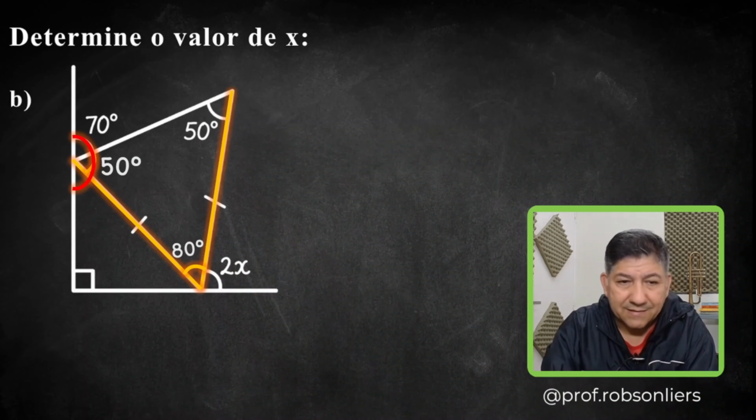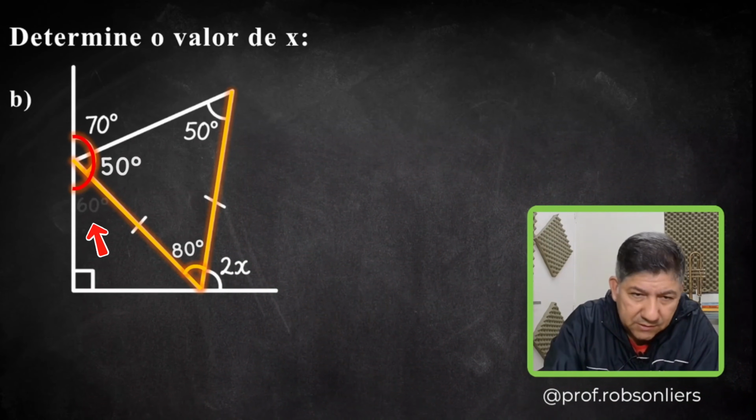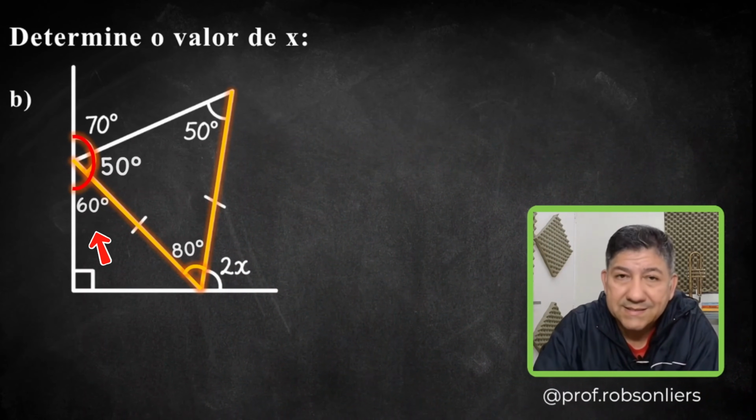Well, 70 plus 50 is 120 degrees. From 120 to 180, there are 60 degrees missing. So this angle that's missing here is equal to 60 degrees.